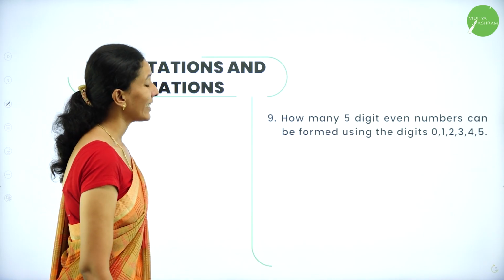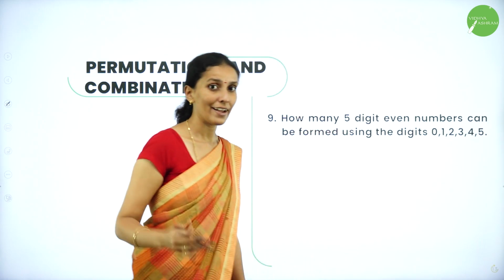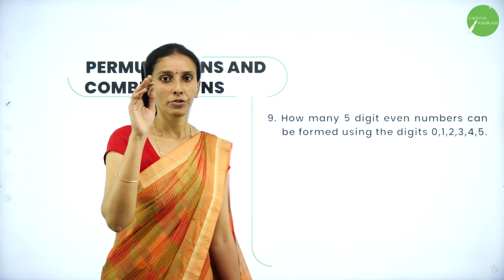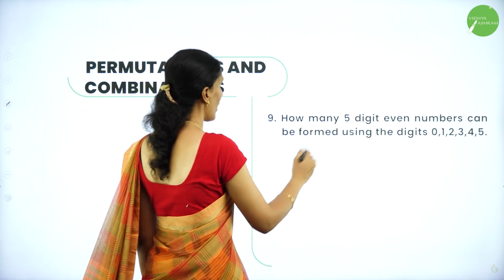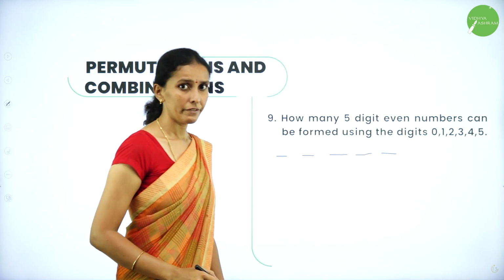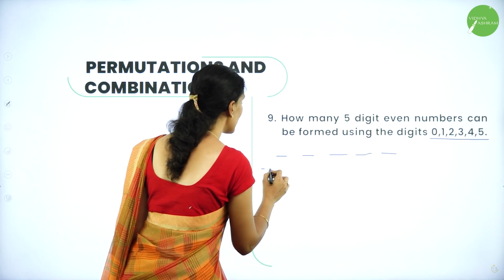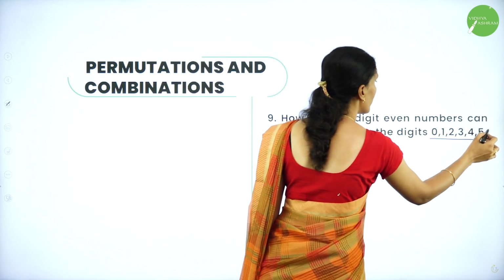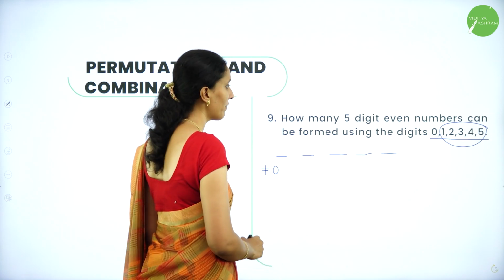How many 5-digit even numbers can be formed using the digits 0, 1, 2, 3, 4, 5? I have already told you that if nothing is specified in the question, you should consider it as digits being repeated. So I have to form 5-digit even numbers. We have already done that 0 cannot occupy the first place, so I am left with only 5 choices.